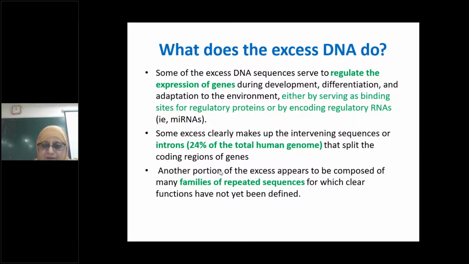Then another portion of the excess is also seen to be composed of many families of repeated sequences, the functions of which are not clearly defined. So from this excess DNA, other than the exons, we have areas that control expression of the genes. They serve as binding sites for regulatory proteins, or they encode regulatory RNAs. Then you have the introns. Then you have families of repeated sequences. So all these are present in the DNA.